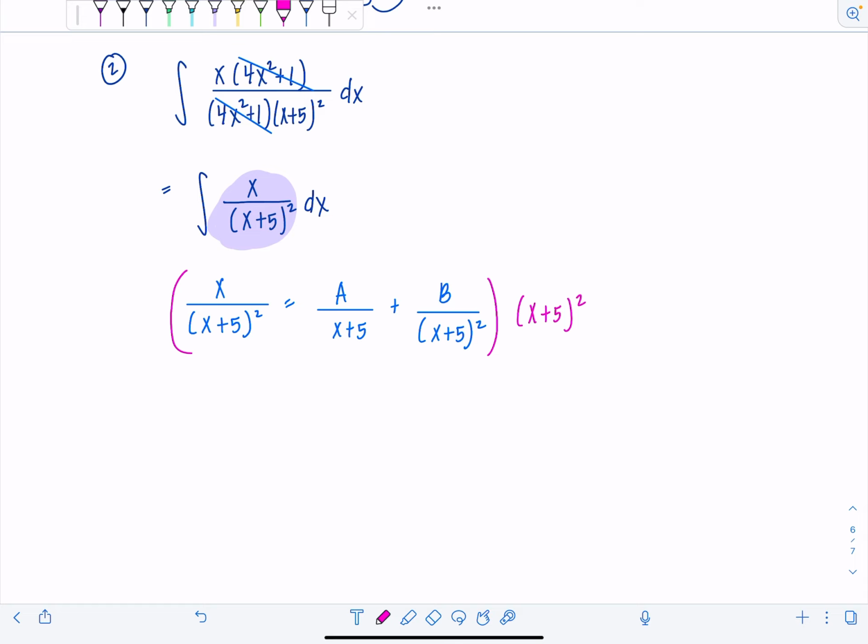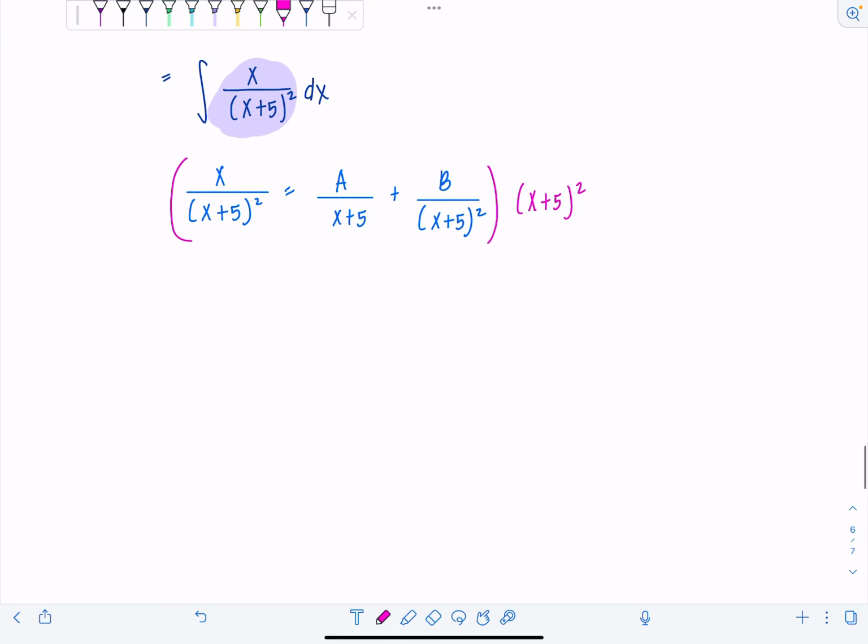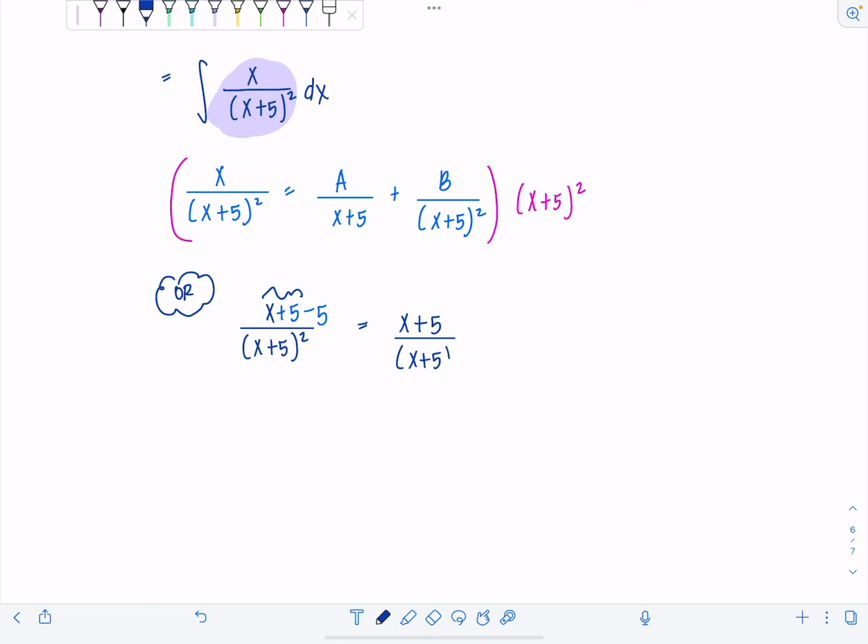I'm going to show you something else just so you have more tricks up your sleeve, okay? Or you could do this. We have x over (x plus 5) squared. And what I'm going to do is add 5 and subtract 5 in the numerator. And then watch how I'm going to regroup the terms. So I'm going to put this x plus 5 over the denominator, (x plus 5) squared. And then I have minus that other 5 over (x plus 5) squared.